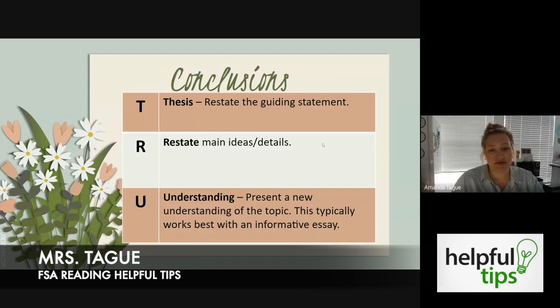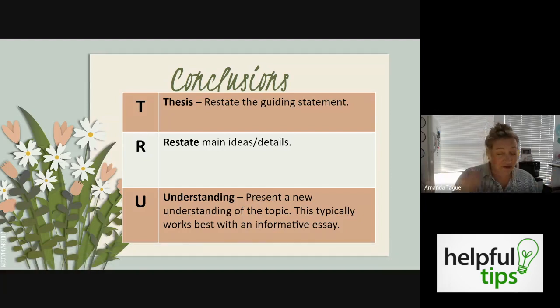Your conclusion tells your reader, hey, I'm wrapping up my essay. I'm about done. Here's a reminder of what my thesis was. That's your T. Then your R is restating those main ideas. In the case of the essay we were writing, remind your reader of what your advantage and your disadvantage was of the topic. And finally, that last sentence or two is going to be presenting a new understanding of the topic. It works best with an informative essay, so maybe giving thought to the topic's future, how it will impact the future. That's something you could say for your last sentence.